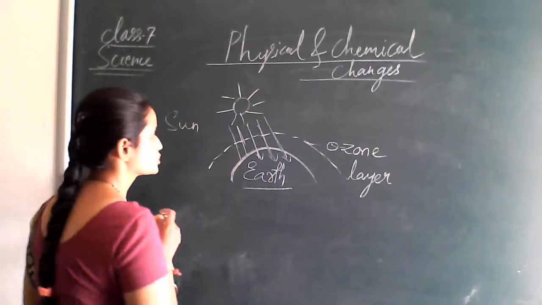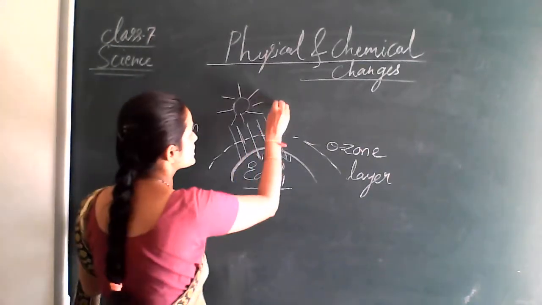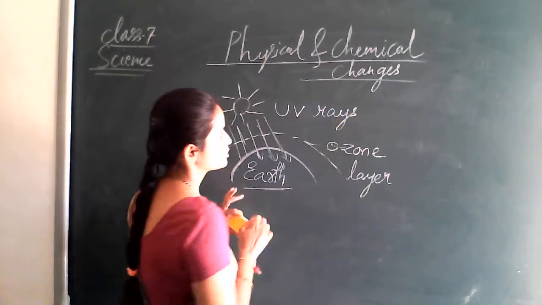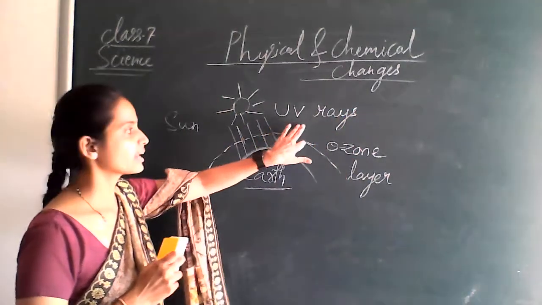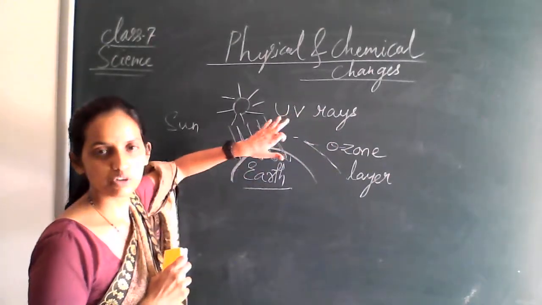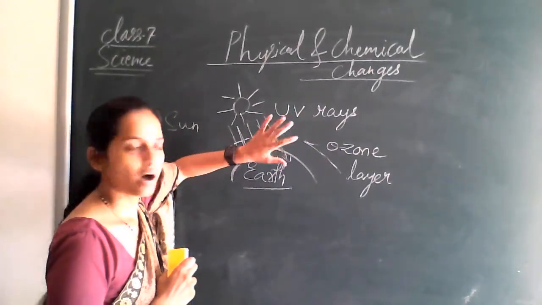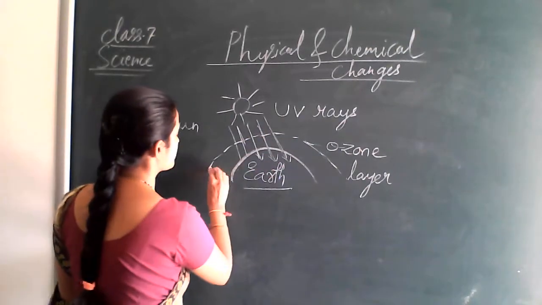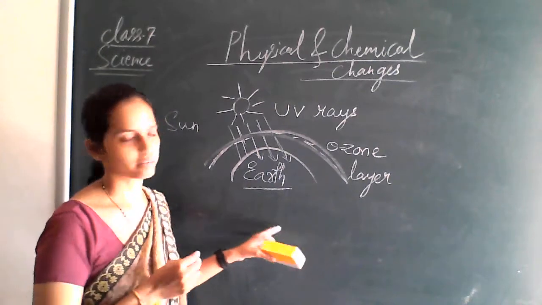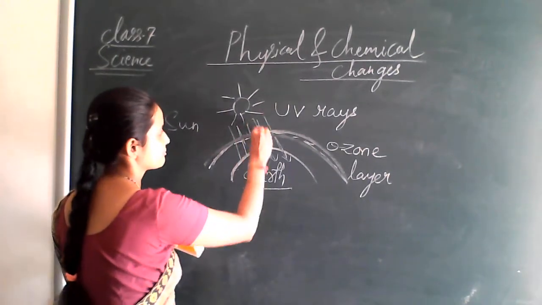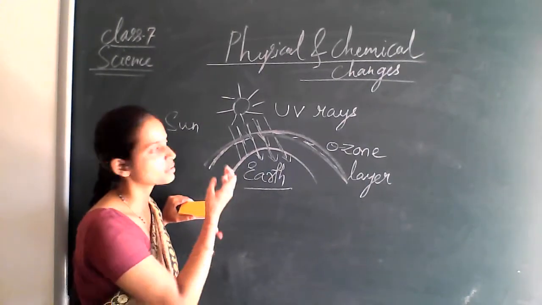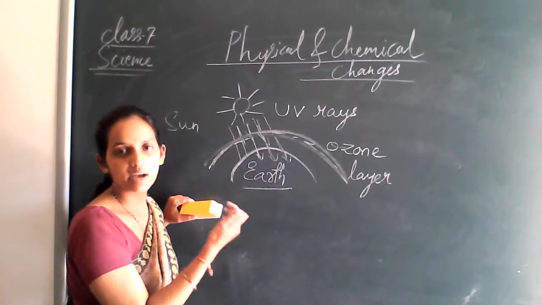The sun releases ultraviolet rays, or UV rays. These rays are harmful for us. Direct rays are harmful for us. That's why we are protected from these rays by the ozone layer, which absorbs those harmful radiations of the sun, the UV radiation, the ultraviolet rays.